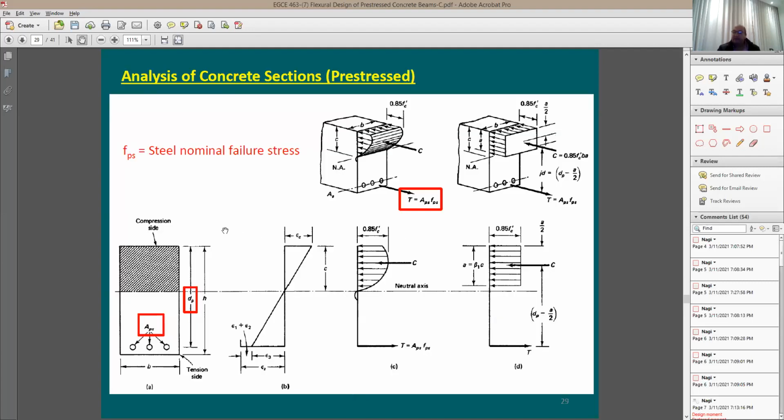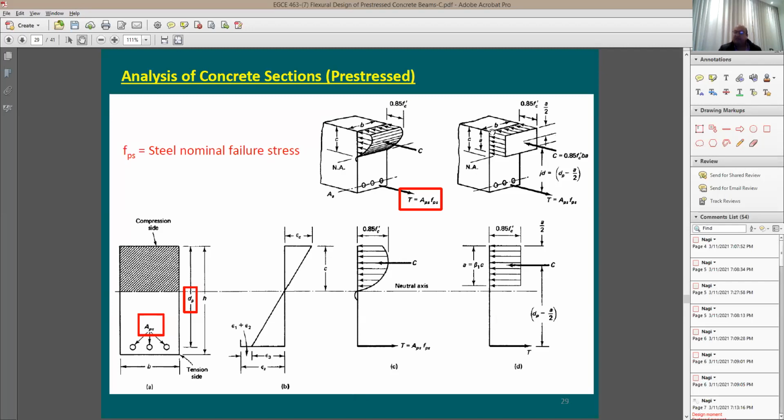Going back to this previous slide, you're going to have this FPS, which is a nominal failure stress. And I have two ways of doing it. I have a detailed method, or I have an approximate method that I should be able to use. Now, in our case, we're going to have tension force coming from the pre-stress and another tension force coming from the conventional rebars, like the 4 number 6s.